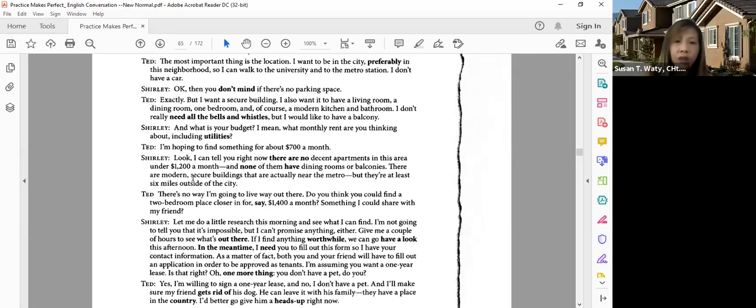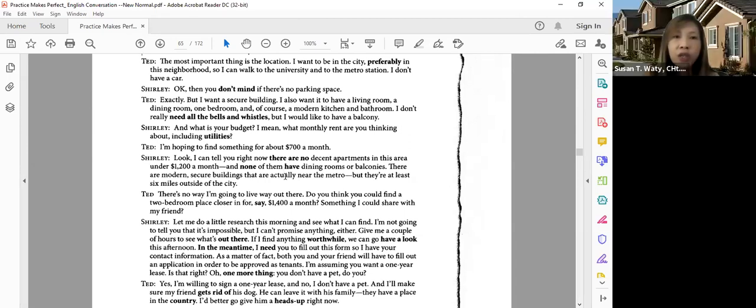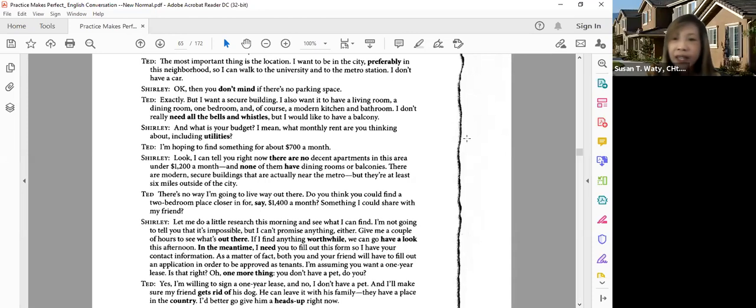Yes, there's one word that kind of bothers me. Let me see. Okay, and none of them, not "them." None of them have dining rooms or balconies. Okay, this is "them." Other than that, just pay attention to the plural nouns, like apartments with the s. Most of the time you skip the s. Other than that, very good. Thank you. You're welcome, Miss.